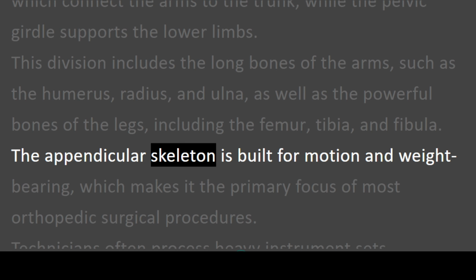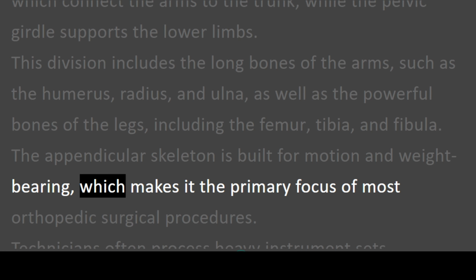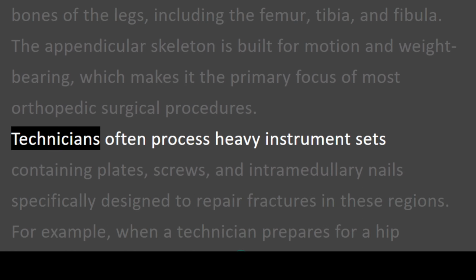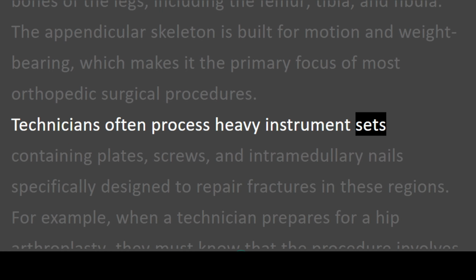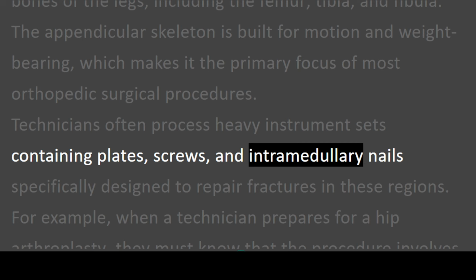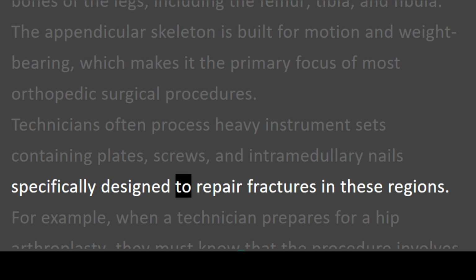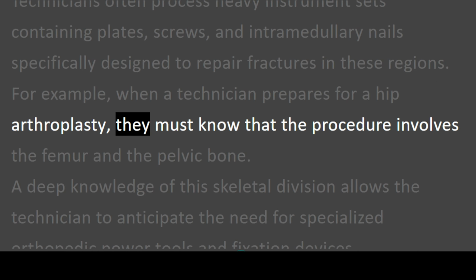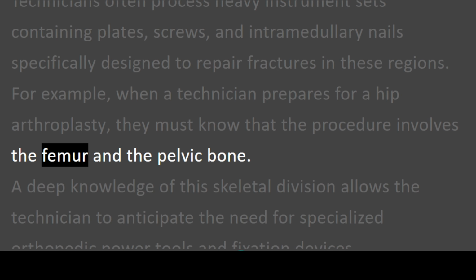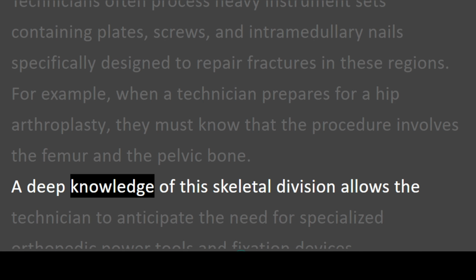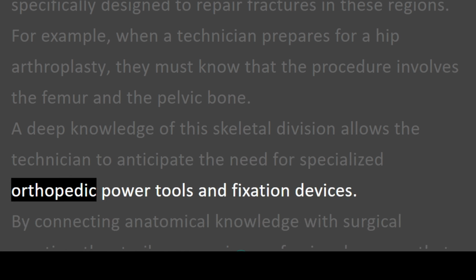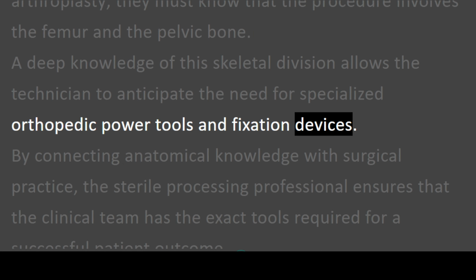The appendicular skeleton is built for motion and weight-bearing, which makes it the primary focus of most orthopedic surgical procedures. Technicians often process heavy instrument sets containing plates, screws, and intramedullary nails specifically designed to repair fractures in these regions. For example, when a technician prepares for a hip arthroplasty, they must know that the procedure involves the femur and the pelvic bone. A deep knowledge of this skeletal division allows the technician to anticipate the need for specialized orthopedic power tools and fixation devices.